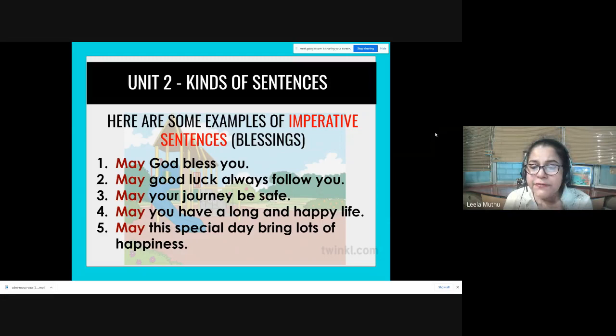So these are examples of imperative sentences which also end with a full stop. They're imperative, but they're blessings. May God bless you. May good luck always follow you. May your journey be safe. You're going somewhere and your grandmom is like, I hope your journey is really safe. May your journey be safe. May you have a long and happy life. May this special day bring lots of happiness.